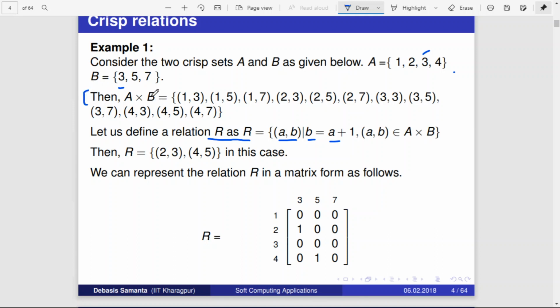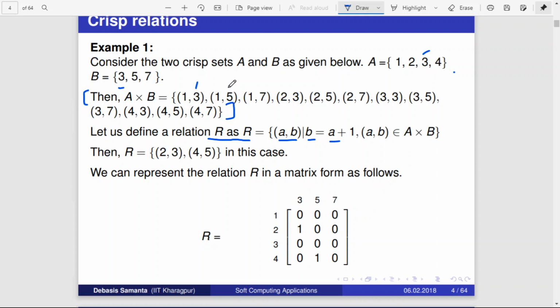From this Cartesian product, we are defining a relation R such that every element in R is an ordered pair (A, B), where A belongs to set A and B belongs to set B, such that B is equal to A plus 1. So you take every element and see whether B is equal to A plus 1 or not. If you take this 1 comma 3, this is B. Is B equal to A plus 1? A is 1. 1 plus 1 is 2. So B is not A plus 1.